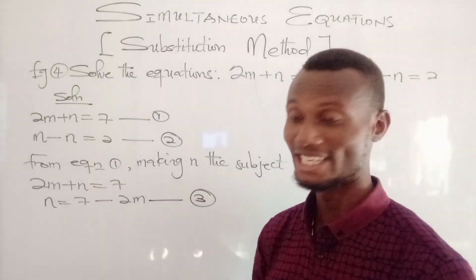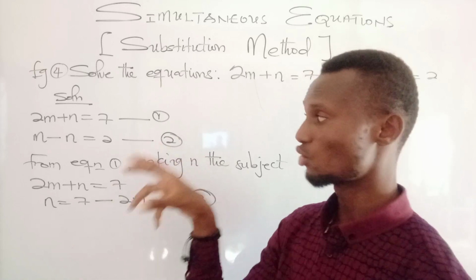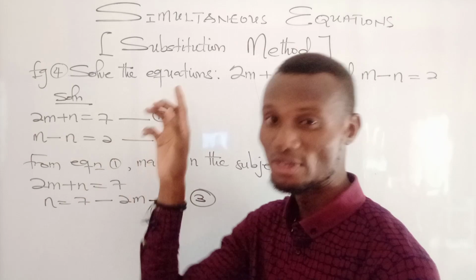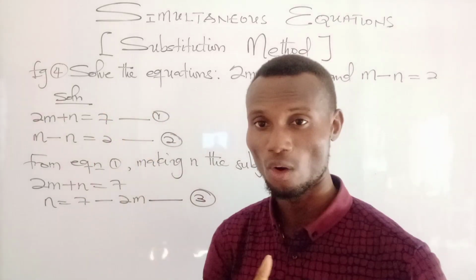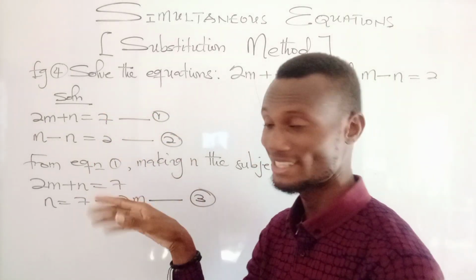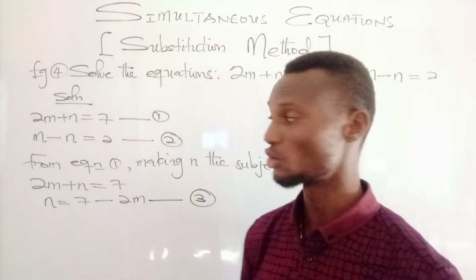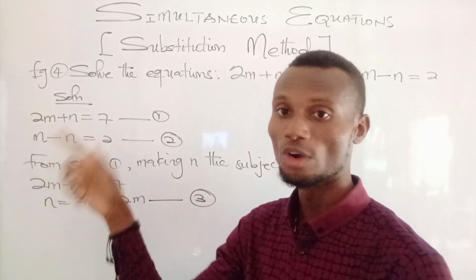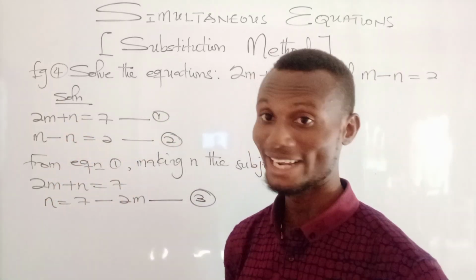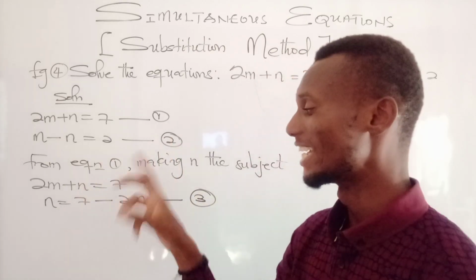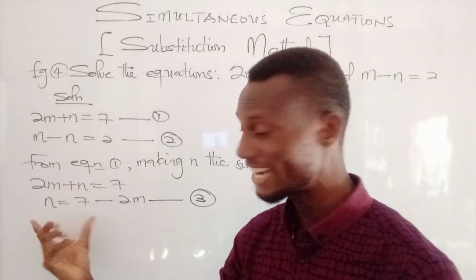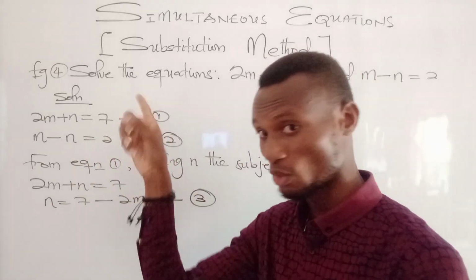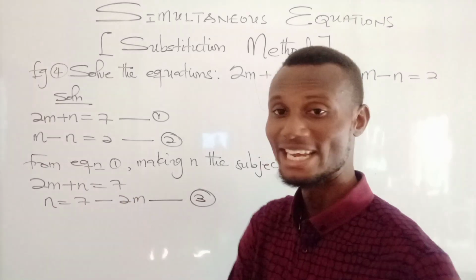The reason why we are putting it into equation 2 is because it was from equation 1 that we made n the subject, so we cannot go back and put it into the same equation 1. That would be wrong. So we put it into the next equation instead, which is equation 2. If it was from equation 2 that we made n the subject, we would have put it back into equation 1. That's how it goes. I've explained this a lot in the previous videos.